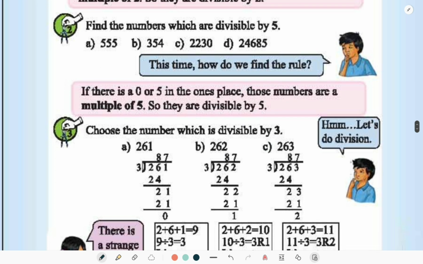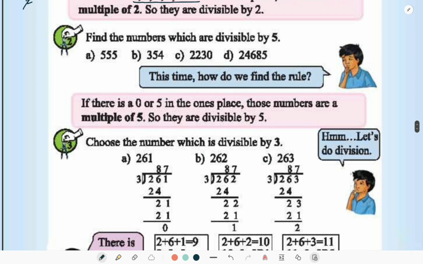Now we have to find out the numbers which are divisible by 5. Are these numbers divisible by 5? See the unit digit again. The unit digit is 5, so this is divisible by 5. The unit place digit is 0, so it is divisible by 5. If the unit place digit is either 5 or 0, then it is divisible by 5. Other than that, they are not divisible. This one is not divisible.